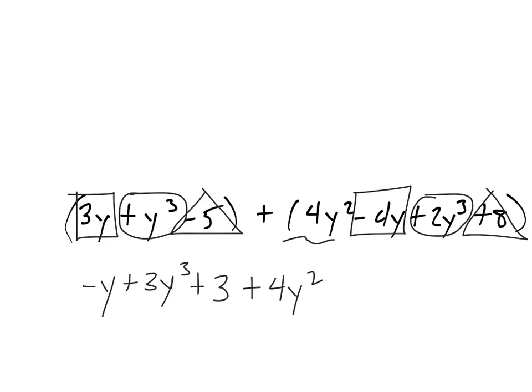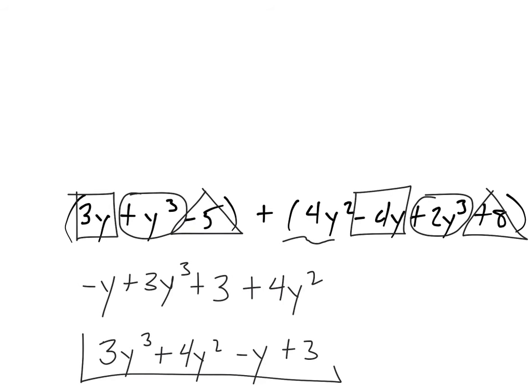Does that make sense? All right, is that in standard form? No. So what would this be in standard form? What goes first? The 3y cubed, then positive 4y squared, then negative y, and then positive 3. And there's my final answer.